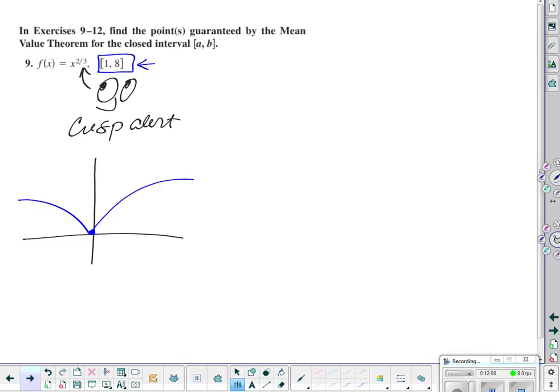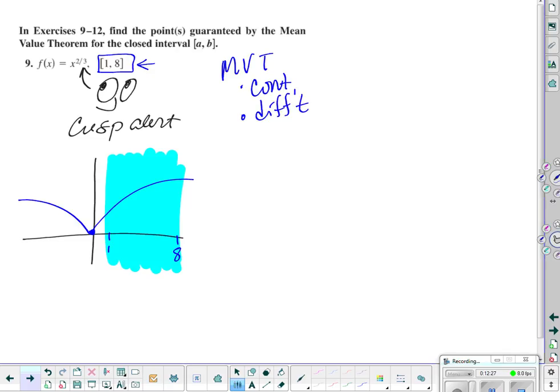So if I just highlight some regions where I see 1 to 8, we're looking in this vicinity where x equals 1 out to x equals 8. And heck, that is continuous. And it's differentiable. How do I know if something's differentiable? Well, I'm looking for a smooth curve without sharp points or asymptotes, things like that. So this appears to be fine. So we should be able to conclude then that f prime of c will equal f of b minus f of a over b minus a.